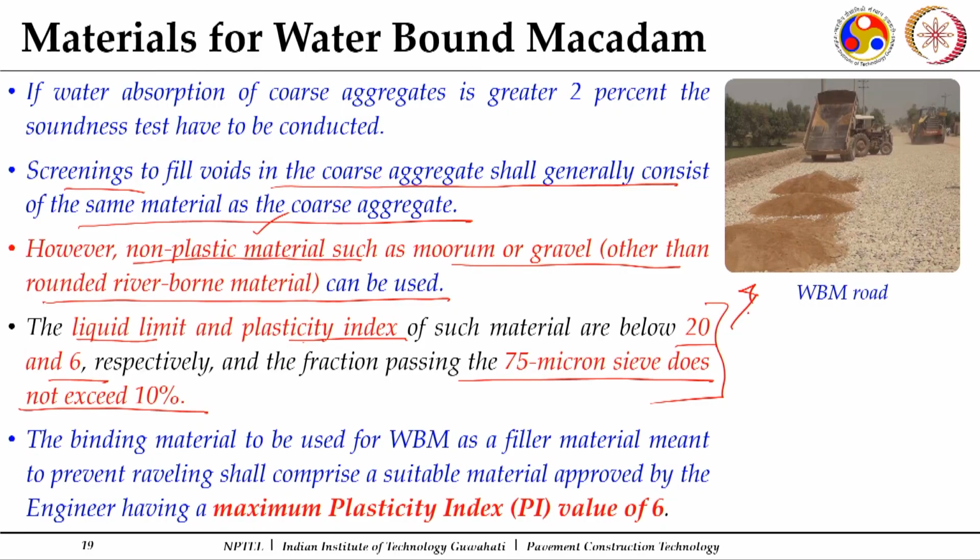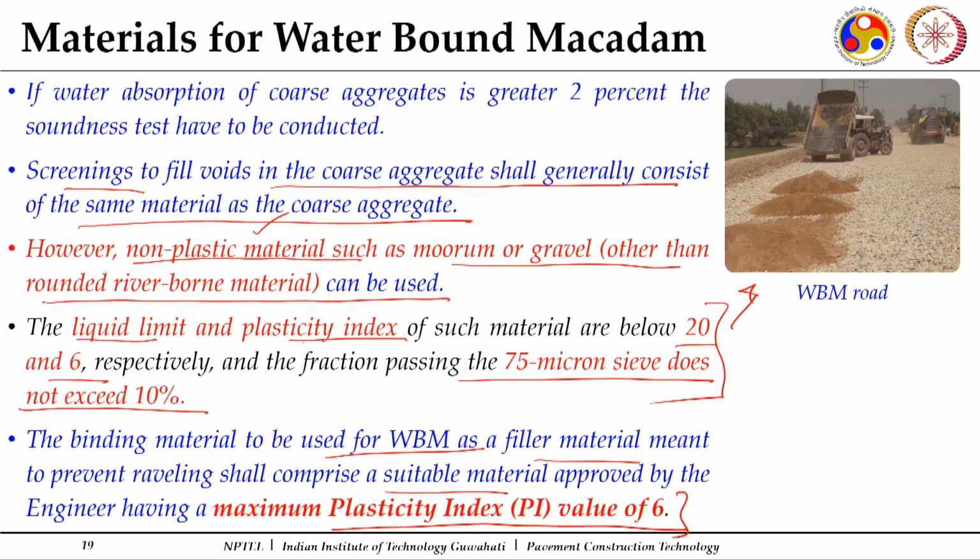In addition to that, when the binding material is used, once the screenings are used, and here you can see a WBM construction which is going on, water bound macadam construction. If this particular layer, when you are using a binding material for a WMM layer as a filler material, then again it says a suitable material, but the plasticity index of this material should also be less than 6.